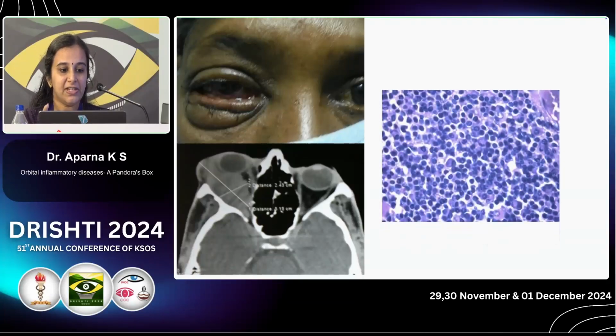on imaging there was a huge mass which was crossing the midline, so we did a biopsy. It was a non-Hodgkin's lymphoma, B cell type. So sometimes orbital inflammation can masquerade underlying neoplastic conditions also.